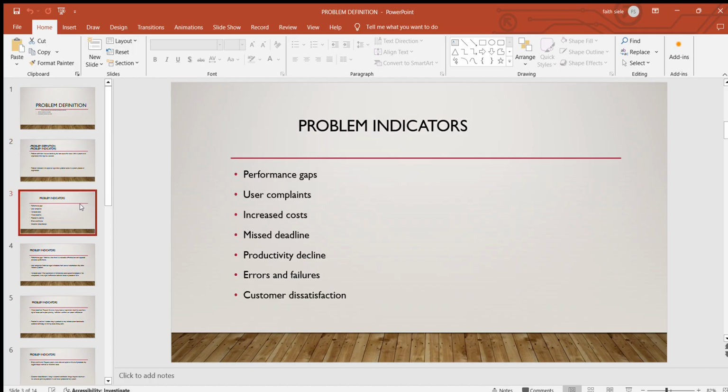So number one, we have the performance gaps. We also have user complaints. We have increased costs. We have missed deadlines. We also have productivity decline. We also have errors and failures. And lastly, we have customer dissatisfaction.